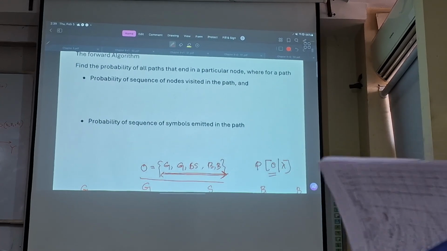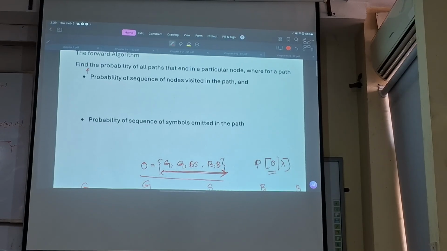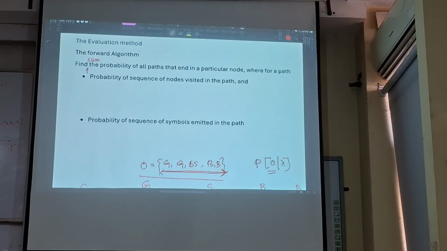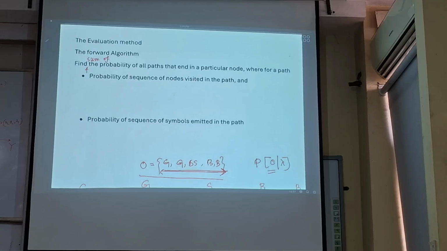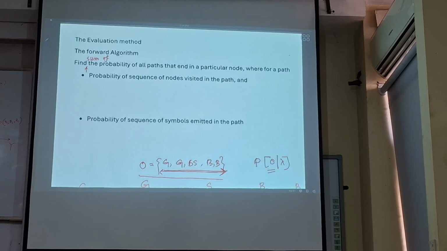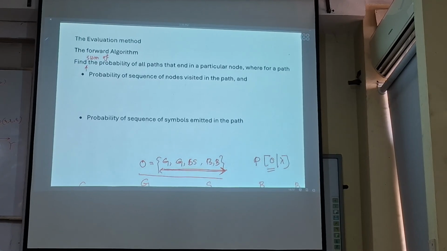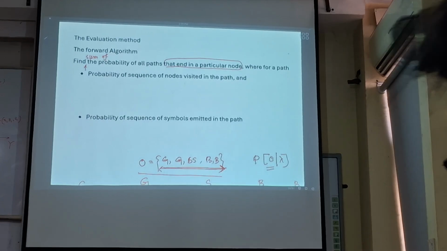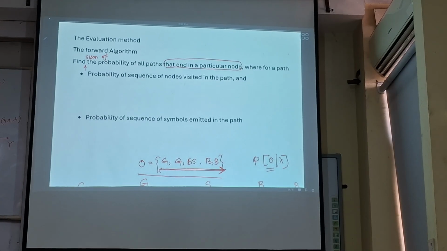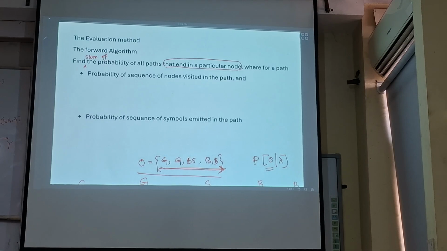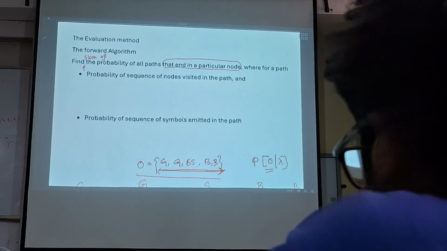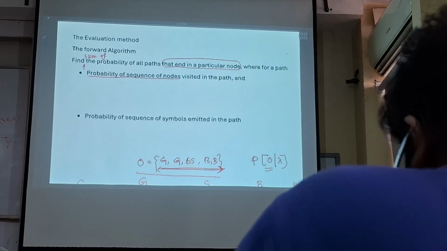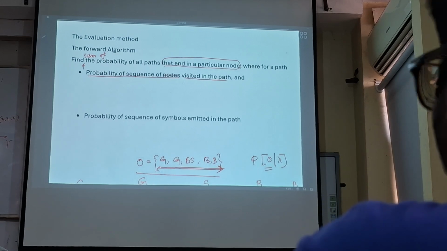It is the sum of the probability of all paths that end in a particular node or state. We will cover this one later. For now, this probability is the joint probability of the first one: the probability of the sequence of states visited, let's consider this as space.